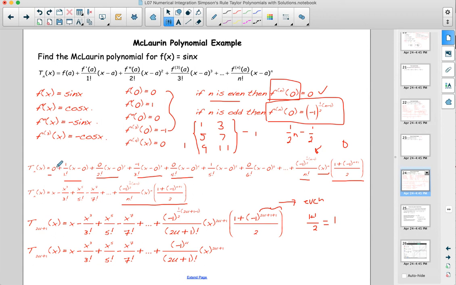So simplifying, what happens? The 0 goes, we're getting an x here. The 0, that's gone. We are minus x cubed over 3 factorial, that goes. Plus x to the 5th over 5 factorial. Minus x to the 7th over 7 factorial, and then we would be plus x to the 9th over 9 factorial, minus x to the 11th over 11 factorial, and so on. Now, if we want to clean this up to make the general term a bit prettier, let's just allow n to be 2u plus 1.